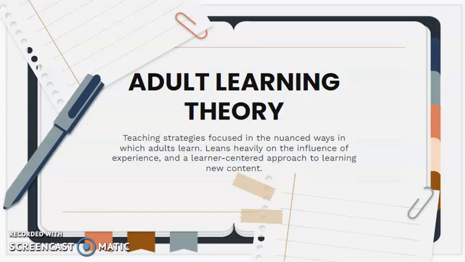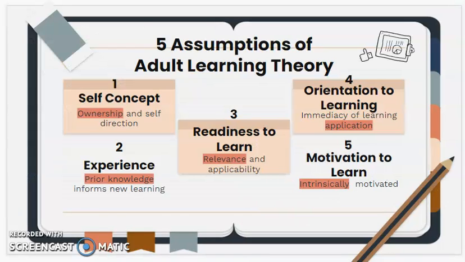Drawing heavily on the understanding that adults use experiences to inform their learning, and adults prefer a learner-centered approach to their learning. Adult learning theory enhances the traditional pedagogical approach to education and produces opportunities for additional interaction, ownership, and connectivity with learning for adults. Within the adult learning theory, there are 5 assumptions we're going to focus on.